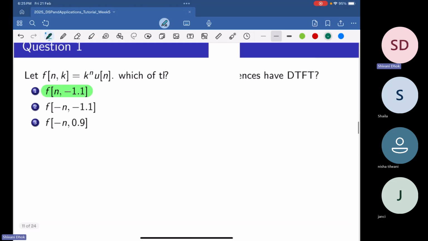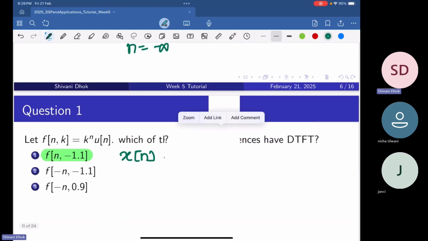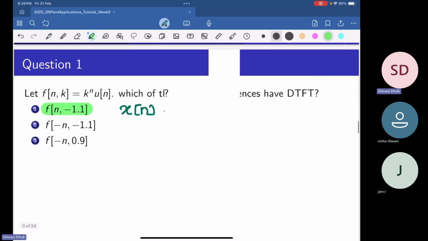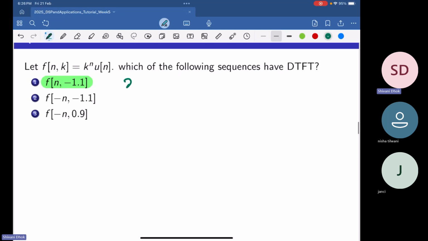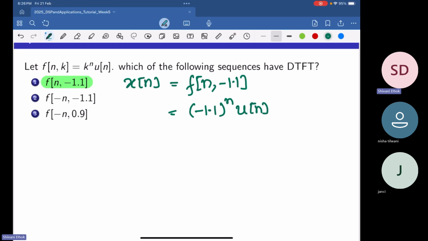So we have x of n, which is equal to f of n comma minus 1.1. Now if we look at the definition, here our k is minus 1.1. So this x of n is equal to minus 1.1 to the power n into u of n. Okay, so this is our signal.